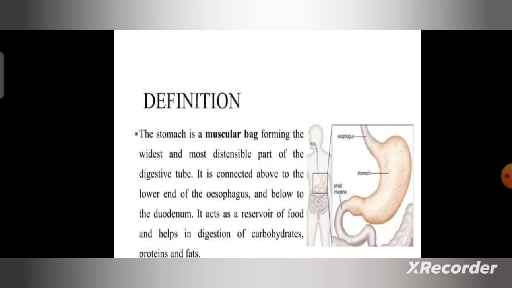Next is the definition. The stomach is a muscular bag forming the widest and most distensible part of the digestive tube. It is connected above to the lower end of the esophagus and below to the duodenum. It acts as a reservoir of food and helps in the digestion of carbohydrates, proteins and fats.